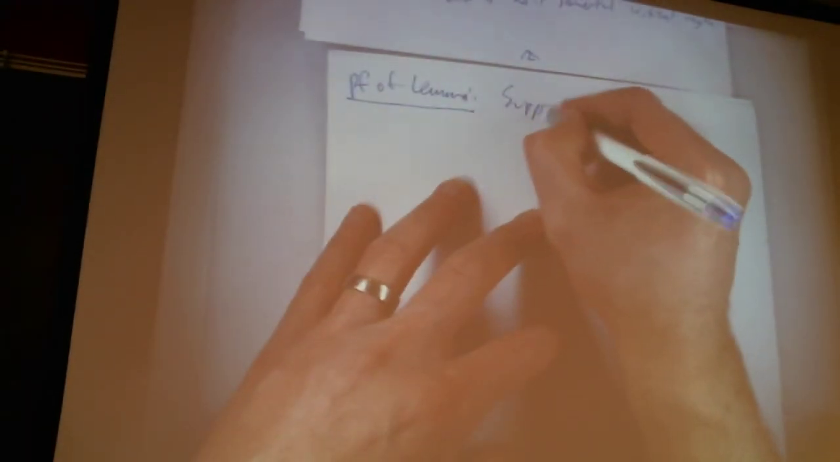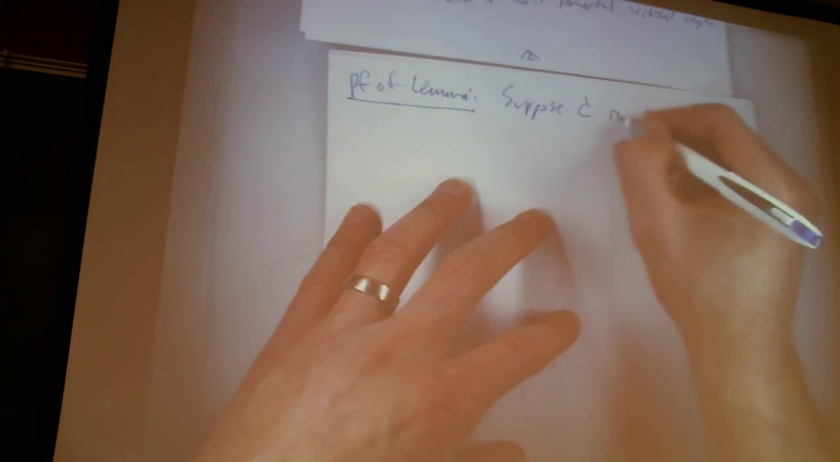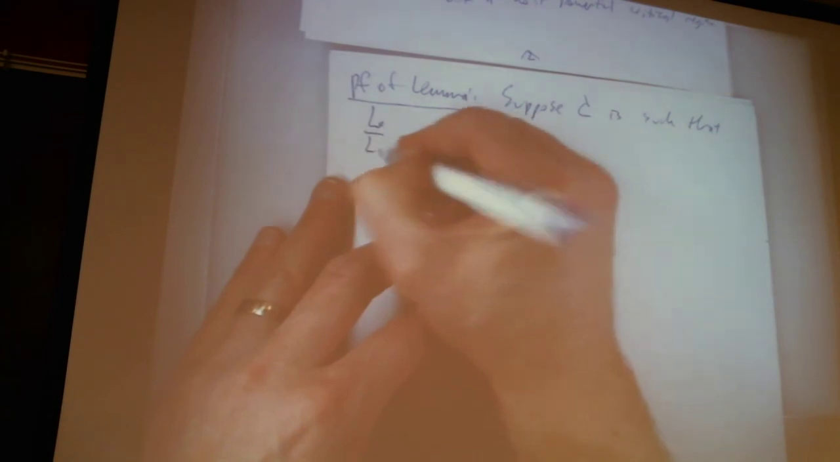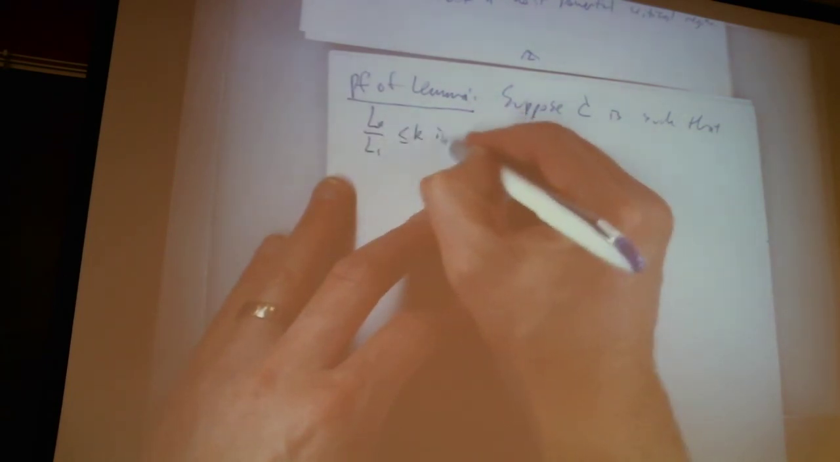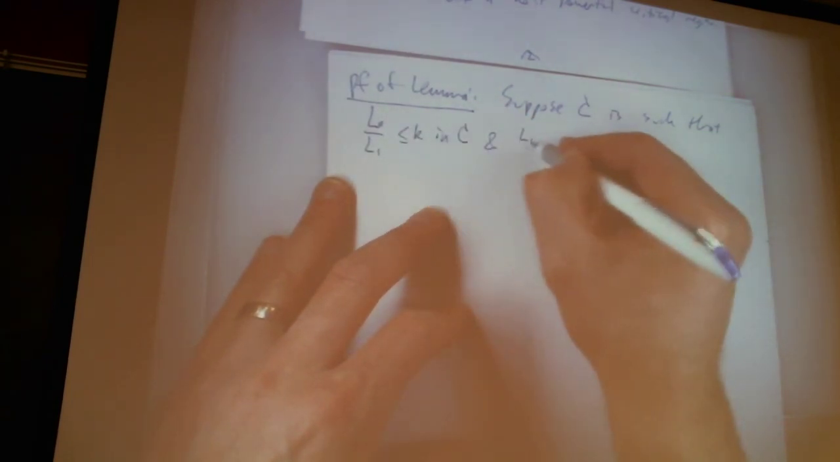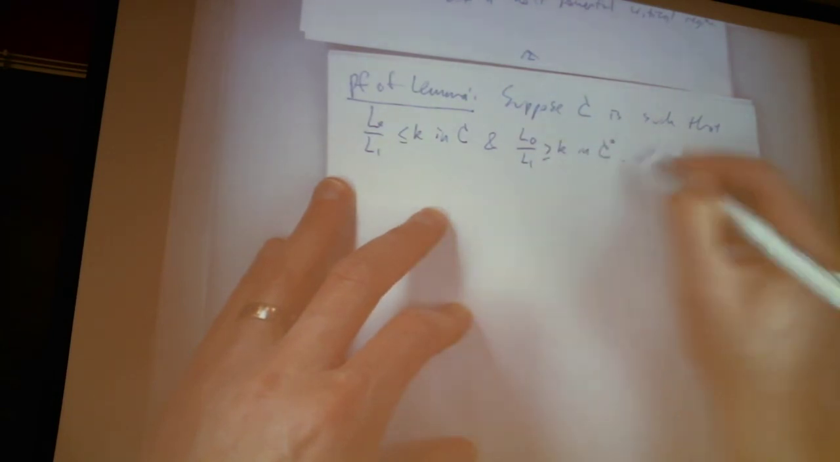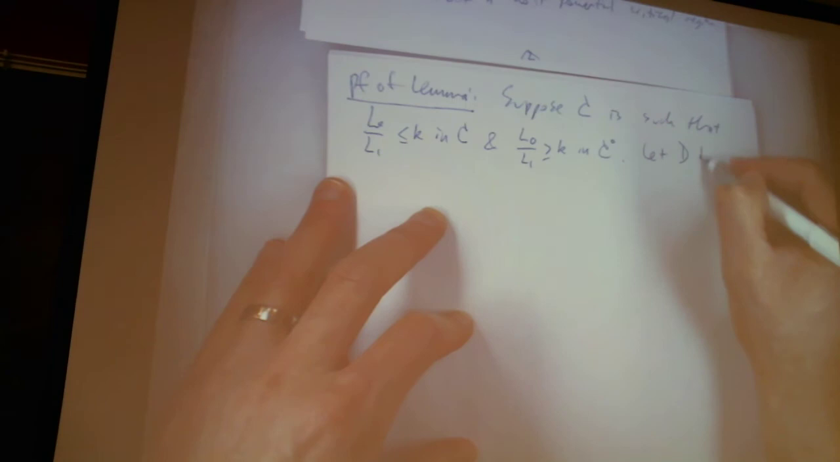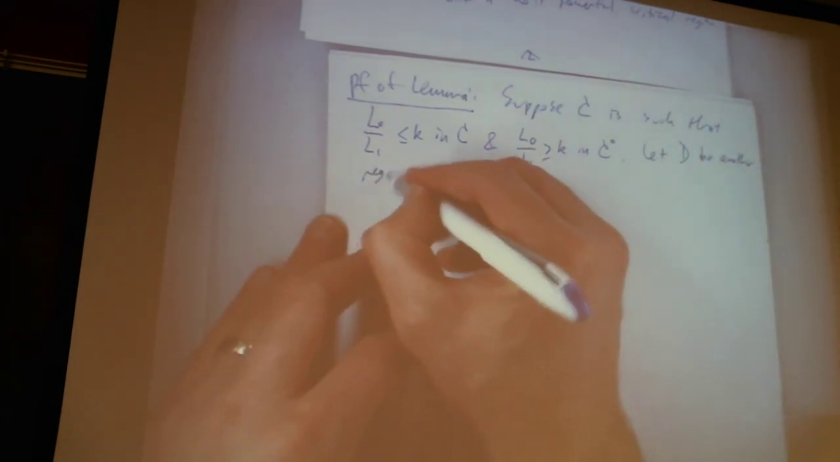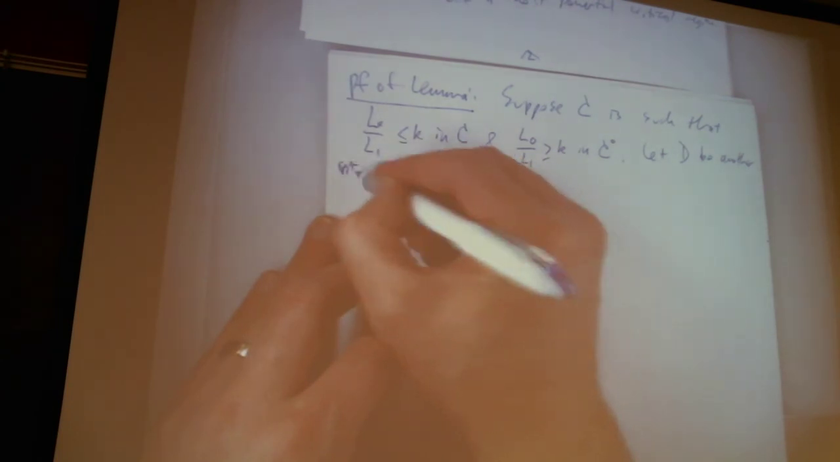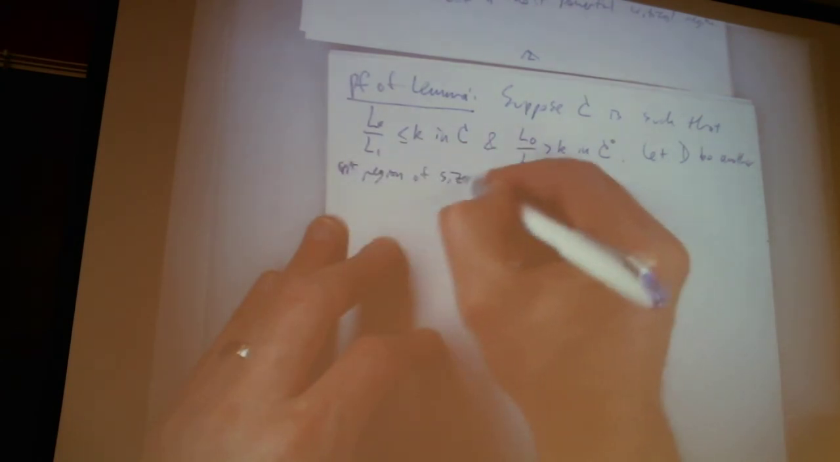All right, so we have a region C. Suppose C is such that L0 over L1 is at most k in C, and L0 over L1 is at least k in C complement. Let D be another region, a critical region of size alpha.